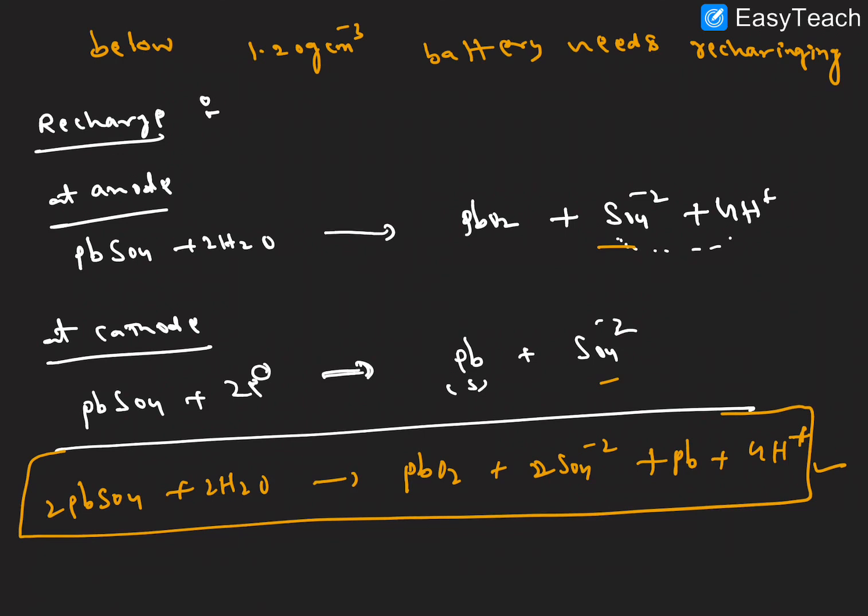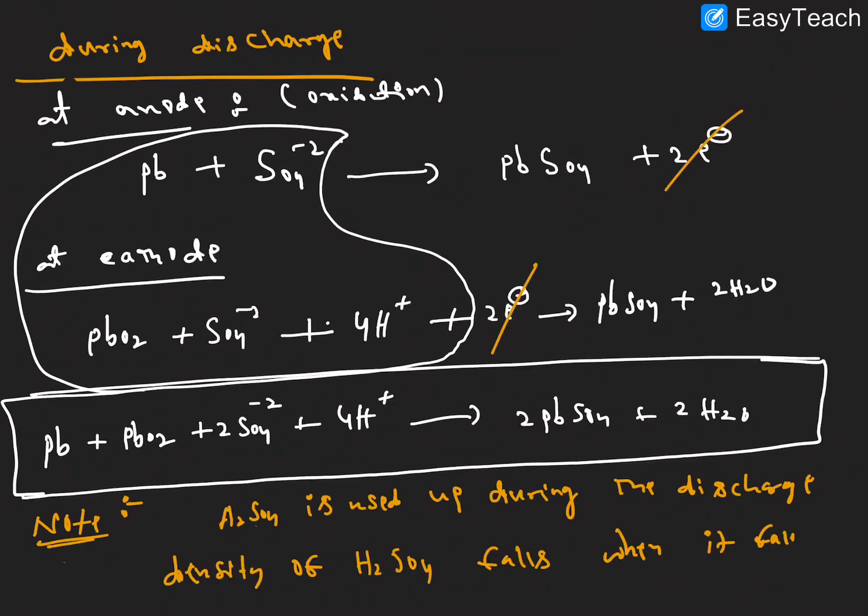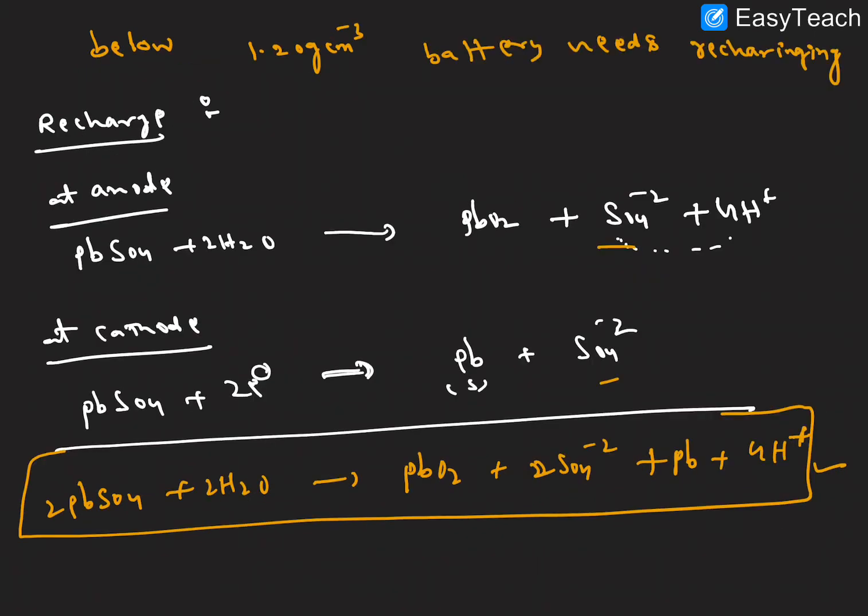During discharge, the formation of PbSO4 takes place. The concentration of PbSO4 increases during the discharge, right? And during the recharge, the PbSO4 concentration decreases here. I hope it is very clear.